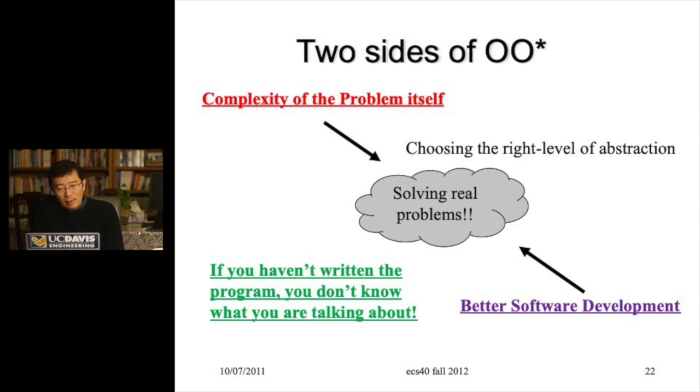And in computer science, usually this is the quote I like a lot. You will hear me saying this again and again: if you haven't written the program, you don't know what you're talking about. So in ECF 36B, if you haven't tried object-oriented thinking, and based on that thinking finished the object-oriented programming, you don't know what you're talking about.